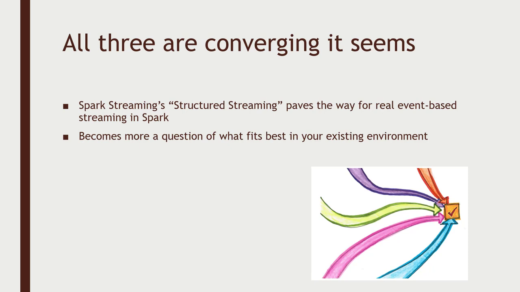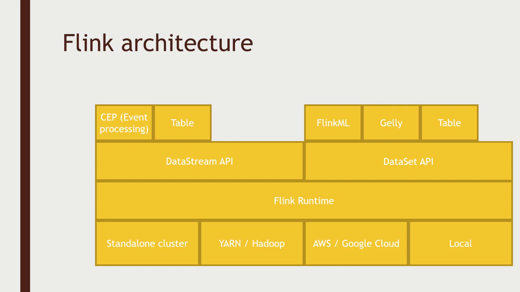However, like I said, all three of those solutions do seem to be converging in terms of feature sets. Structured streaming at least paves the way for real event-based streaming in Spark Streaming. So at the end of the day, it's going to become more of a question of what best fits into your existing environment. What sort of connectors exist for your streaming solution, and how does that interact with your existing streaming data sources and where you want to store this data ultimately? So a lot of times it just comes down to what options are available to me for connecting the dots, given the dots that I have, right?